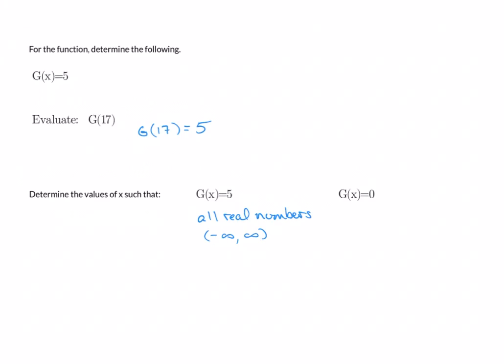For g of x equals 0, well, we have g of x equals 5. It's always 5. Is it ever going to be anything other than 5? The answer is no. So what we have here is no solution. All right, so that takes care of kind of our tricky example that we can't do a lot with. So let's go ahead and look at one final example.